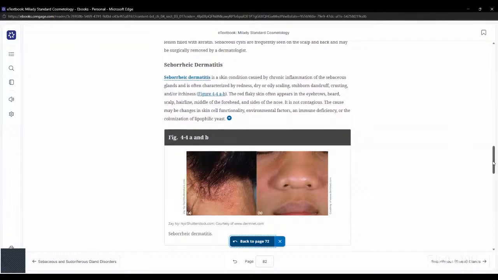You won't be able to hold styles up long. The red flaky skin often appears in the eyebrows, the beard, the scalp, the hairline, the middle of the forehead, and sides of the nose. It is not contagious. The skin cells just have a function that's kind of off. You could possibly have an immune deficiency. Think about it, this particular client is always kind of sickly. This may be something they have as a side effect.